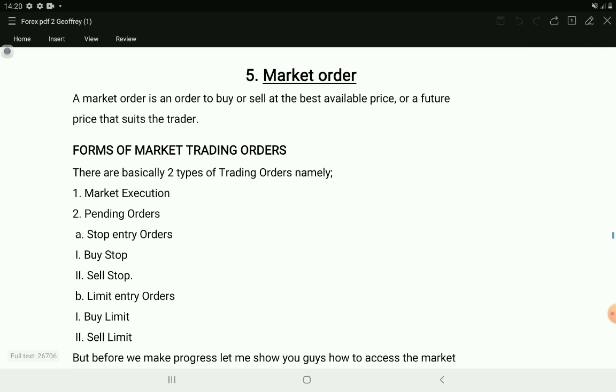So what is a market order? There are many ways you can buy things. You can go to the market and buy things. That is an instant market order. You pay money, you collect your stuff, or you can decide to place an order online.